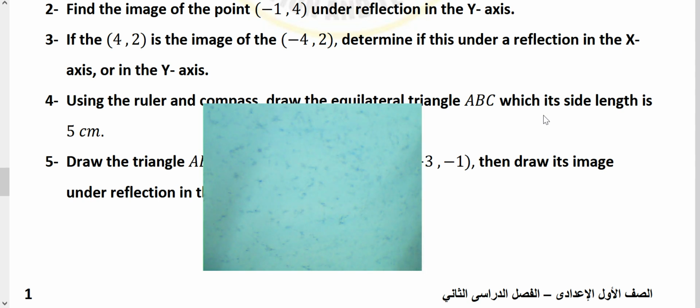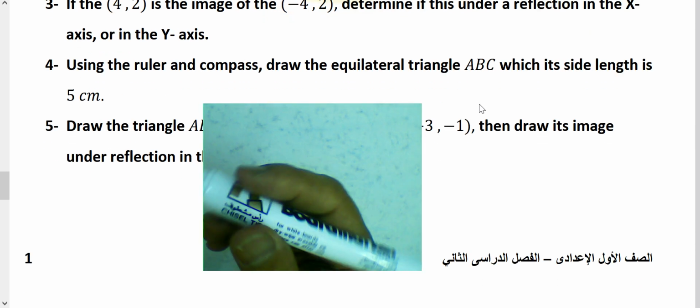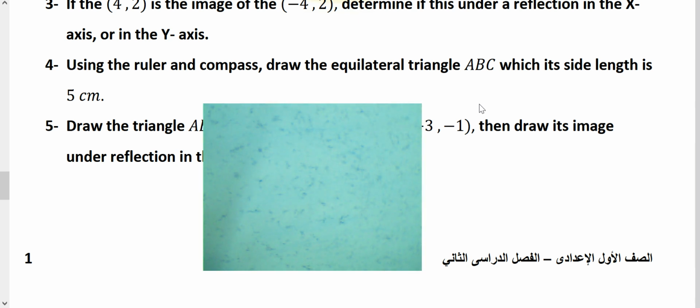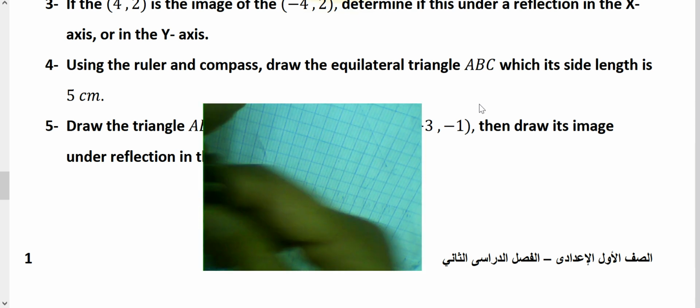Next question. Draw triangle, vertical triangle, and using compass as a ruler. And the side length is 5 cm.